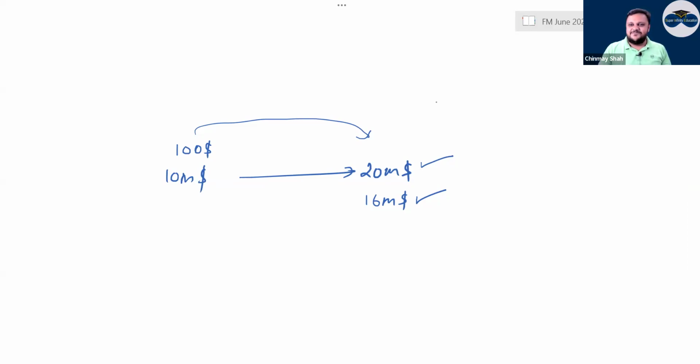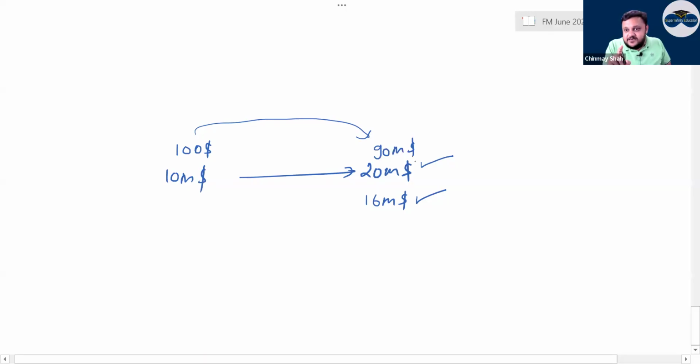It should go up. But these shareholders are very notorious people. What will they say? You had promised how much profit? 20 million. How much has come out? 16 million. That means there is a problem with the company. Will the share price go up? No. It goes to $90.